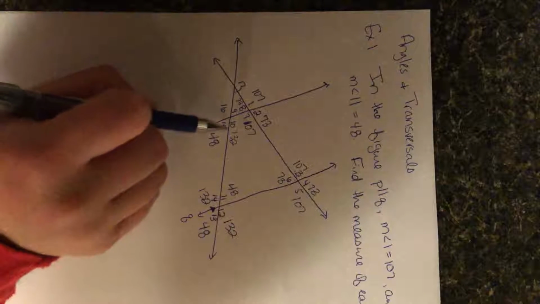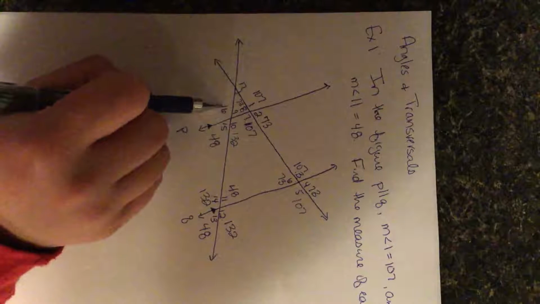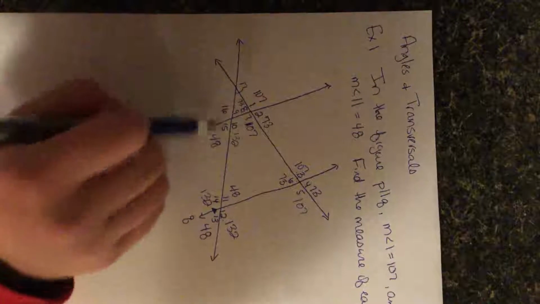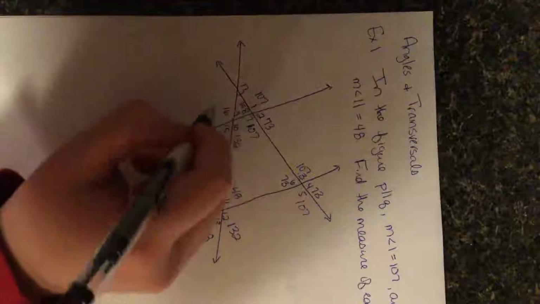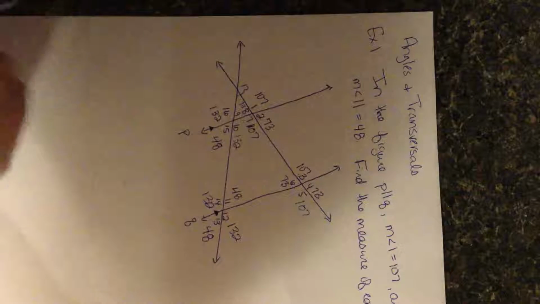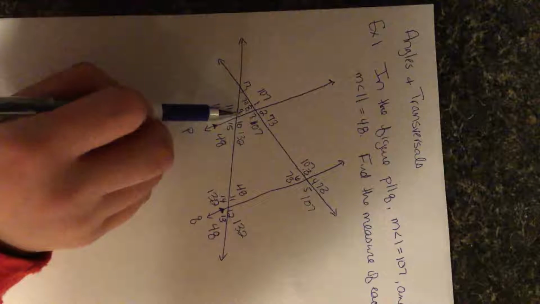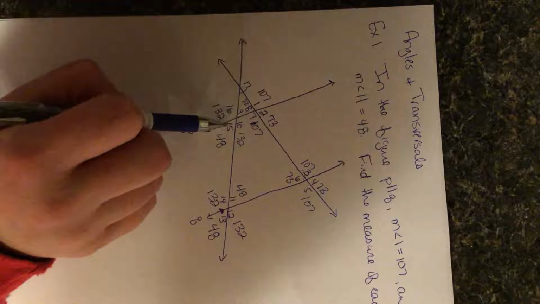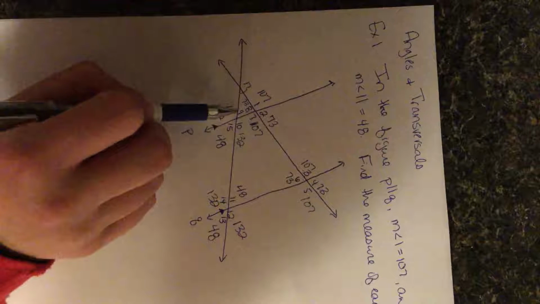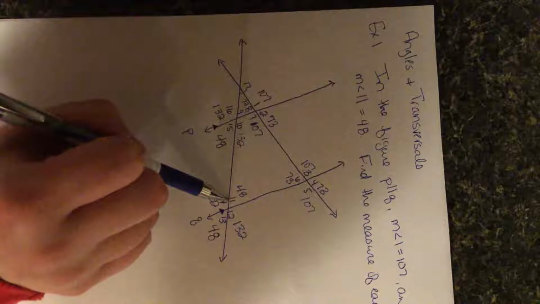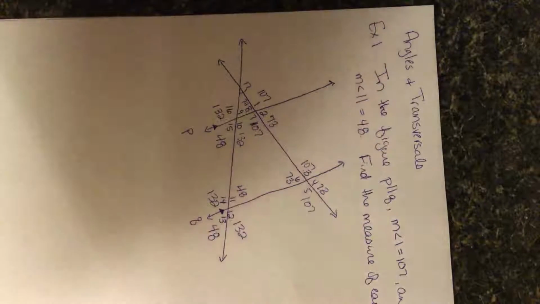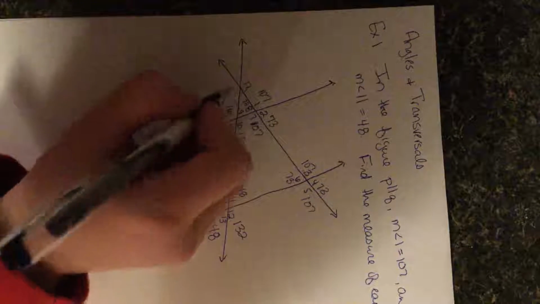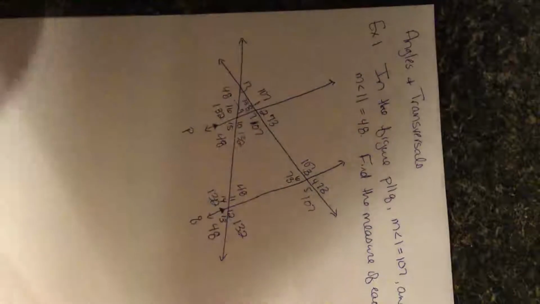For 16, 10 and 16 are vertical, so it's 132. It also corresponds to 14, so it's 132. It's alternate exterior with 12, so it's 132. So lots of options there. And 9 as well, I don't really have enough room, but I'll draw an arrow. 9 is vertical to 15, so it has to be 48, or it corresponds to 11, so it has to be 48, or it is alternate exterior with 13, so it has to be 48. So let me just put it out here. So that's 48.